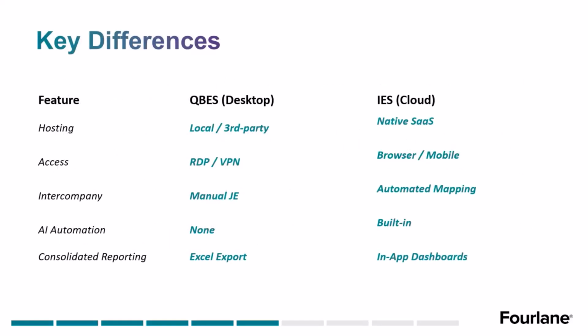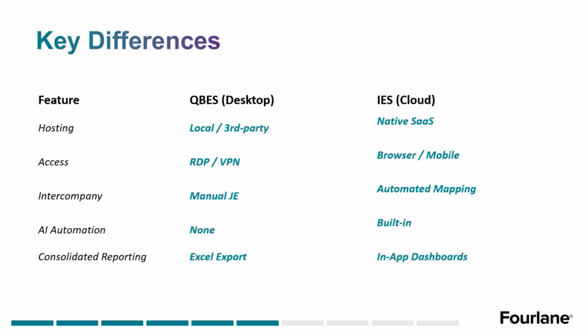Let's look at one of the most common questions we hear. Why should we move from QuickBooks Enterprise Desktop? On the surface, both systems are QuickBooks products, but under the hood, they're built for very different operational models. QuickBooks Enterprise, or QBES, is a desktop-based system. It has served thousands of companies well for years, but it's fundamentally built for local environments. That means your data is stored on a local server or through a third-party host, and that often comes with higher IT cost and maintenance.